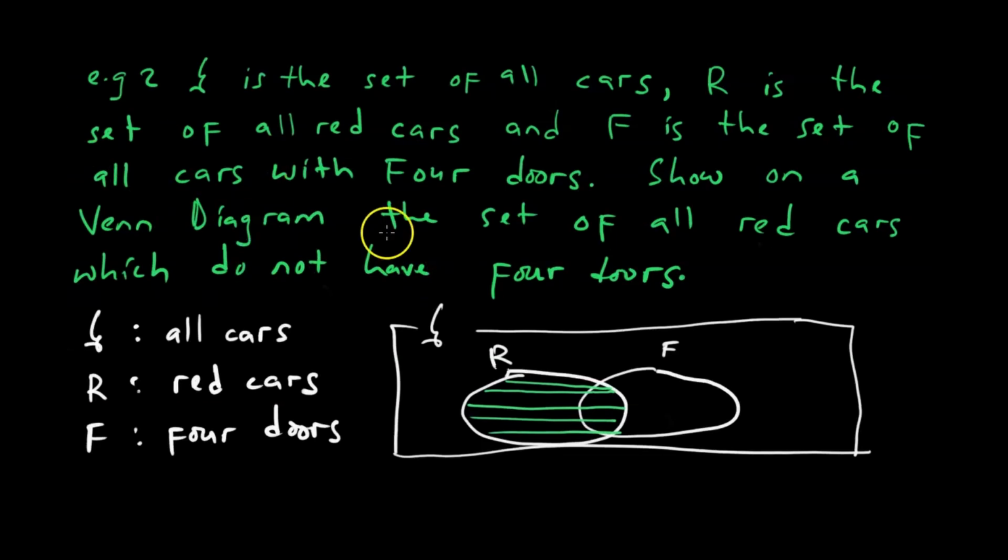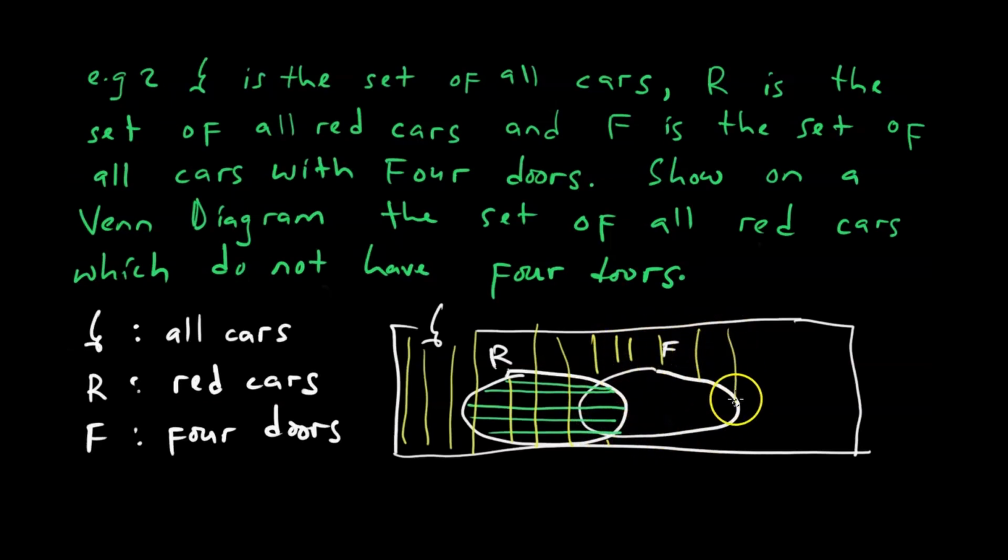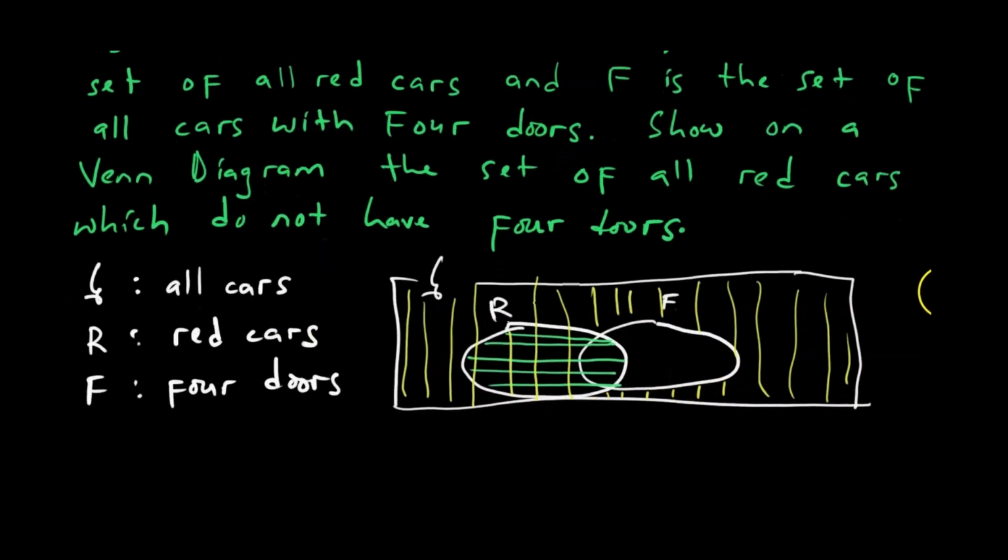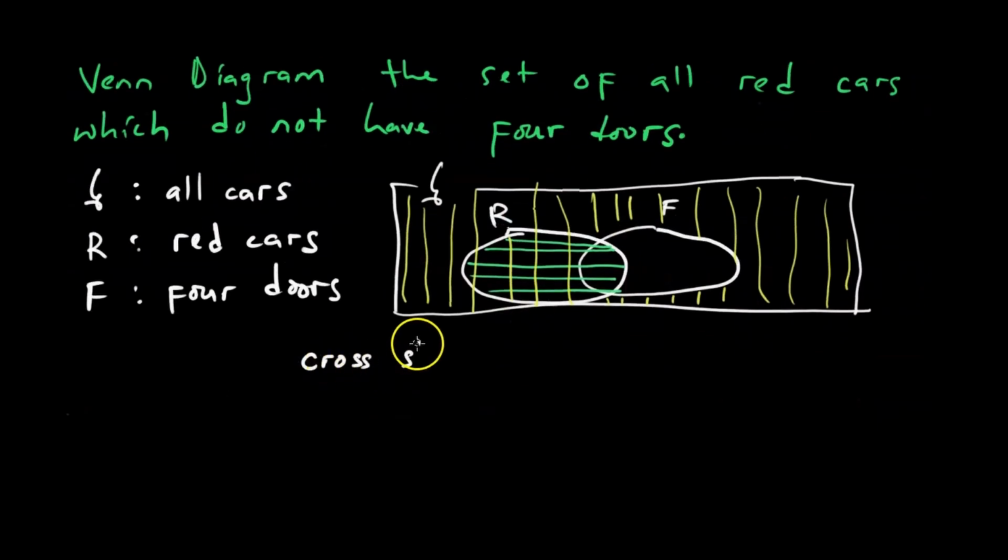So what are we shading now? Out here of course there are no 4 doors. Here too there are no 4 doors. But in the intersection, 4 doors are present, so we do not shade it. Of course, inside F, 4 doors are present, so we do not shade it. So it's like this. You see? So our answer will actually be the cross shaded region. That is our answer.